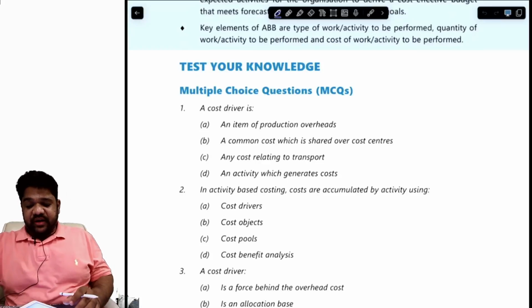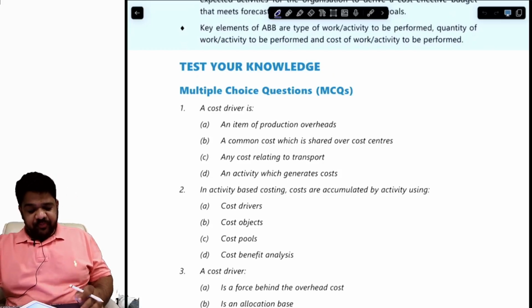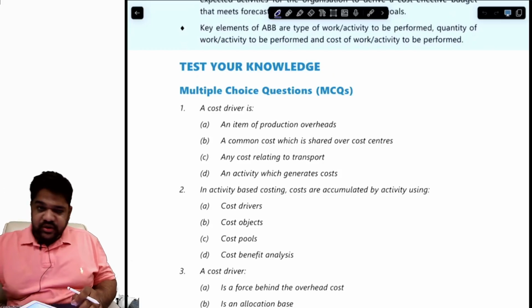Next up, we have activity based costing MCQs. Very simple MCQs. One or two may be a little tricky, so we'll discuss all of them.